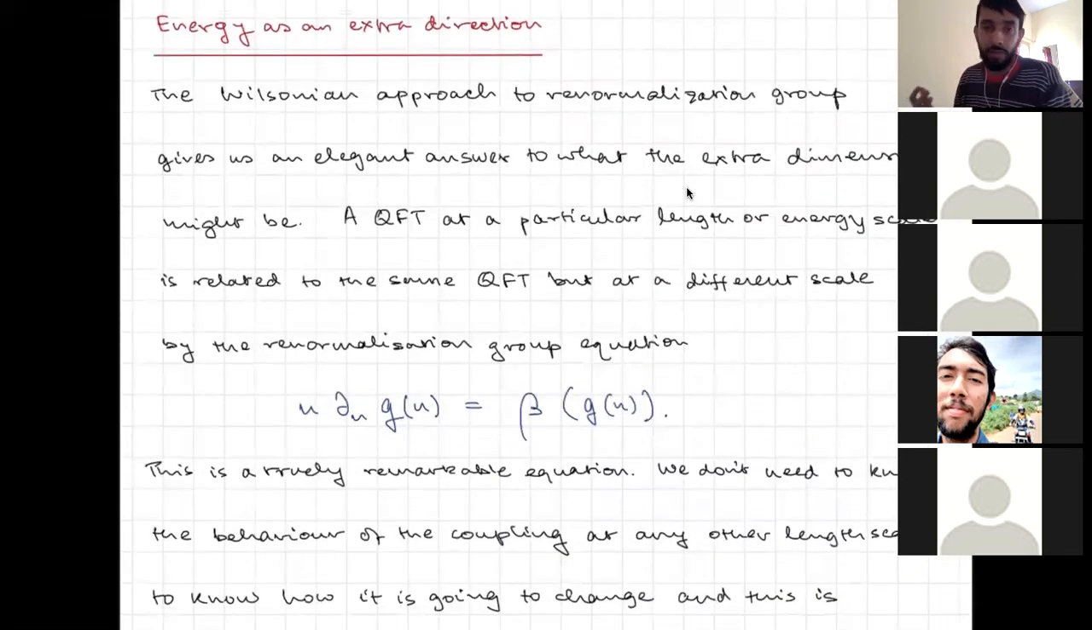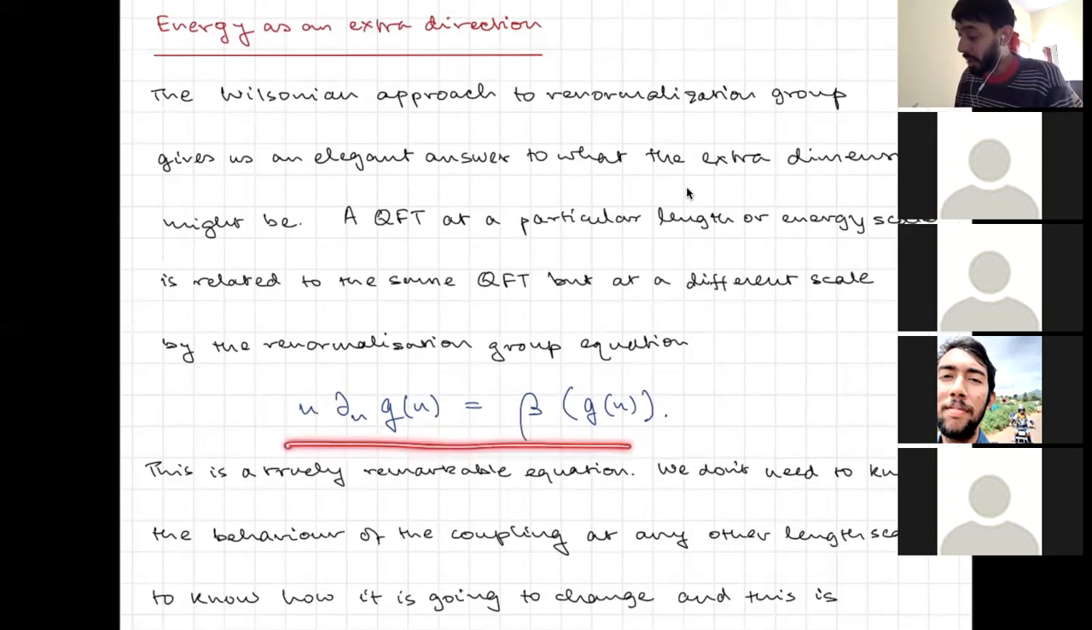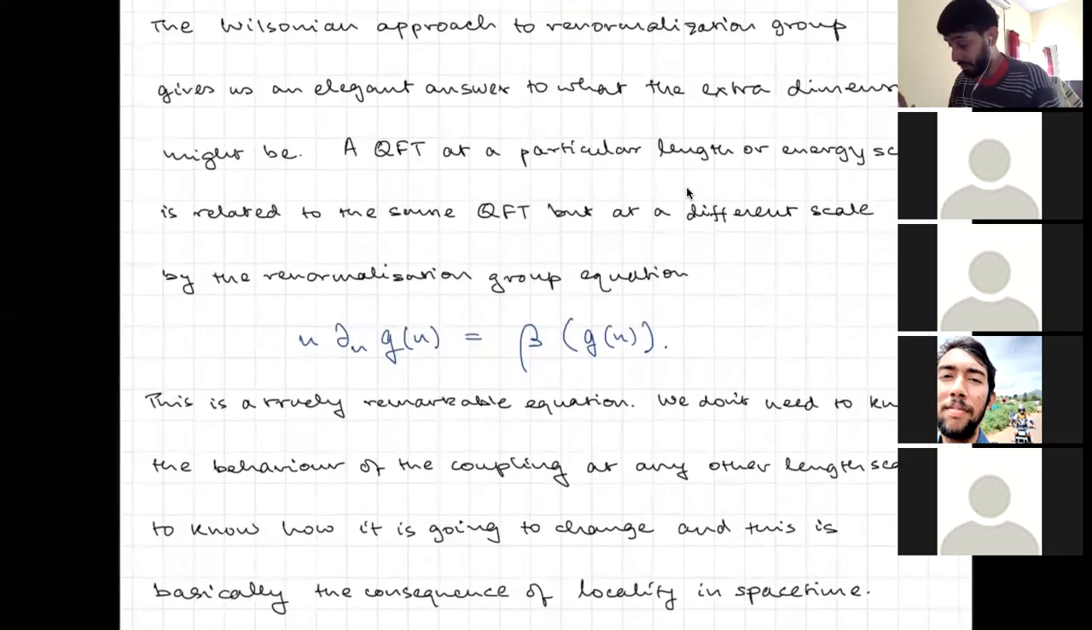So now let's think of the Wilsonian approach to RGs. So this gives, as I write out here, an elegant answer to what this extra dimension might be. Remember that a quantum field theory at a particular length or energy scale is related to the same field theory, but at a different scale by the renormalization group equation, right? So this is our RG equations that you have done. These are beta functions which say how the coupling at a particular energy is going to change. This indeed is a remarkable equation, right?